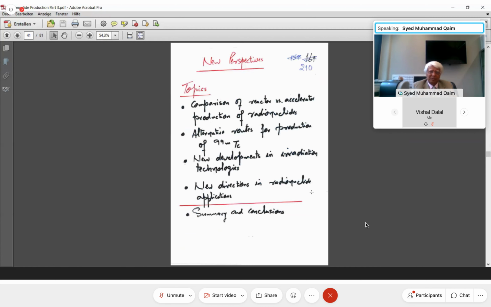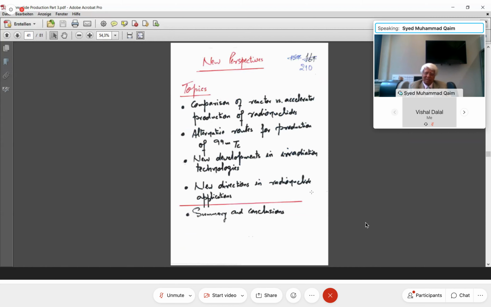So the perspectives are now new things. We have to compare reactor production and accelerator production of radionuclides. What are the advantages and what are the disadvantages of reactor production or accelerator production for the future? Then we have to consider the alternative routes for production of technetium-99m. Technetium-99m is the most commonly used radionuclide. It is produced in a reactor, mostly via fission, but also via N-gamma.